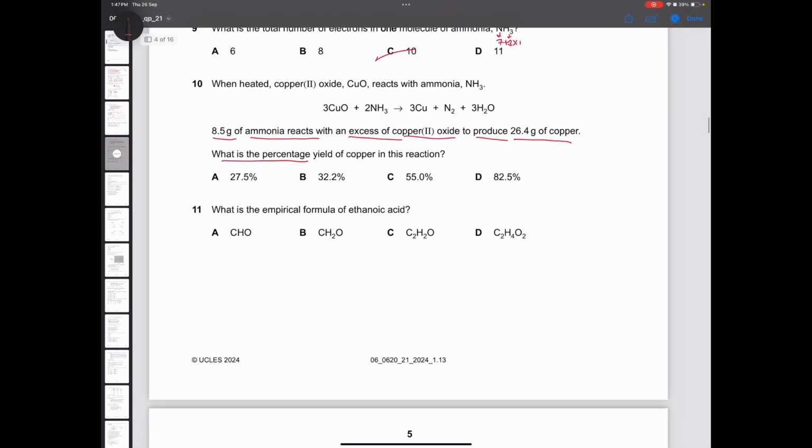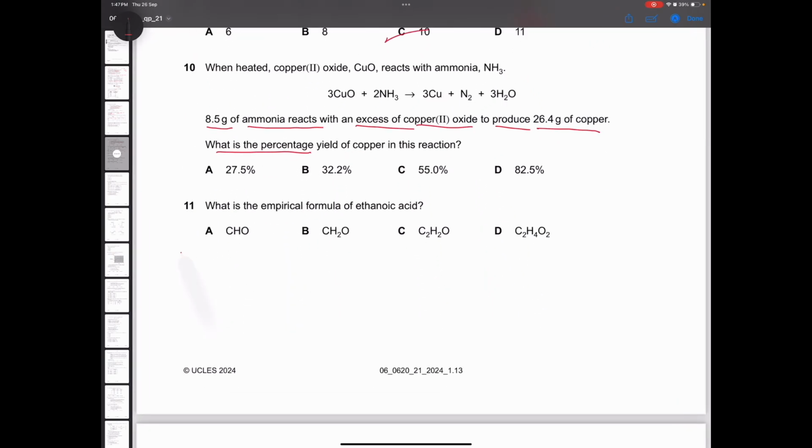Alright, good question. For this, we need to know the formula first, that percentage yield is actual yield by theoretical times 100. Now, actual is the one which is always given in the question, just like they are telling you here that 26.4 grams of copper is produced. So this is the actual yield. Theoretical yield is the one that you find out using stoichiometry, which we are just going to do.